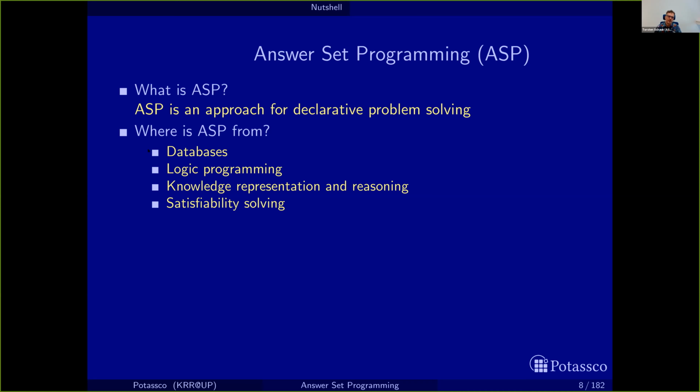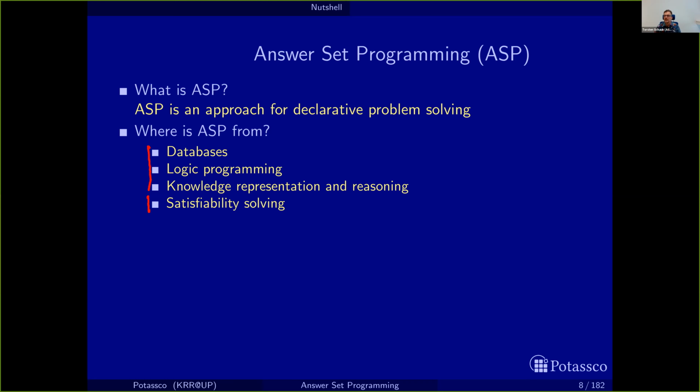Well, the other thing about these 4 mothers of ASP is, note that the first 3 actually are different from the last one, in the sense that databases, logic programming, non-monotonic reasoning all use closed world reasoning, right? Where the idea is, whenever something is unknown, you assume that it is false. Best example, of course, databases, but the same in logic programming, also in non-monotonic reasoning, right?